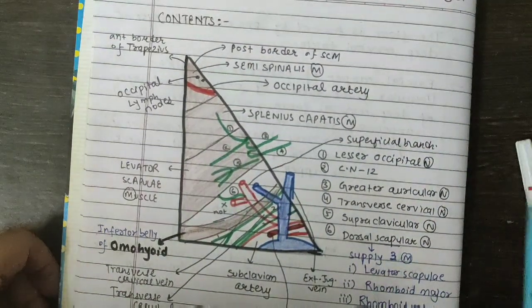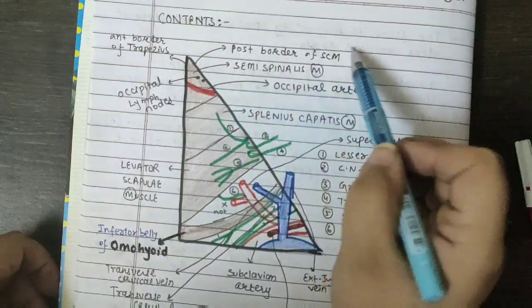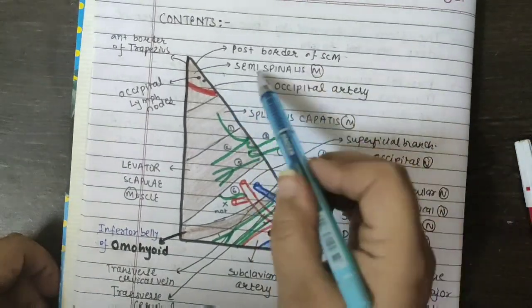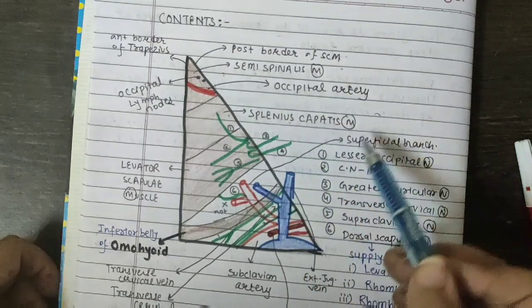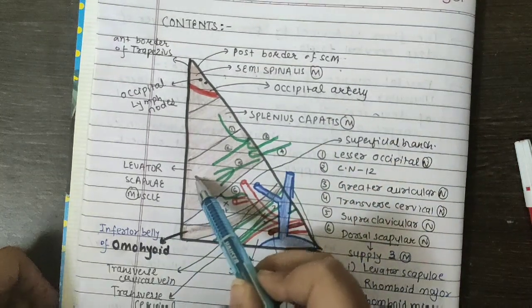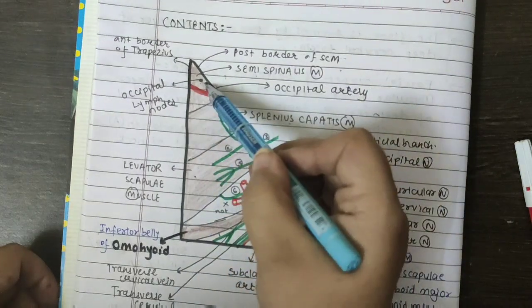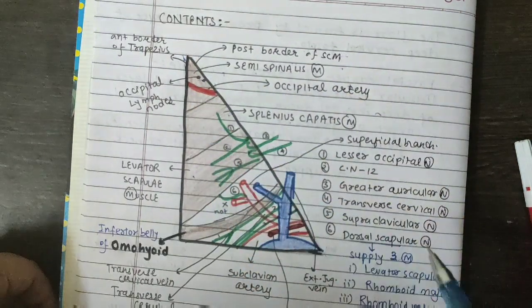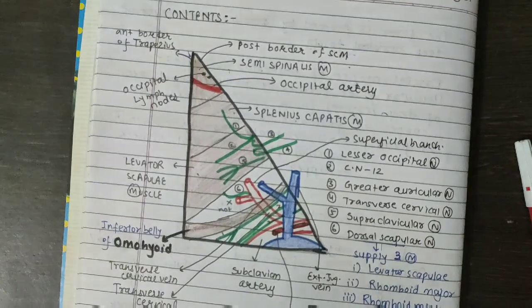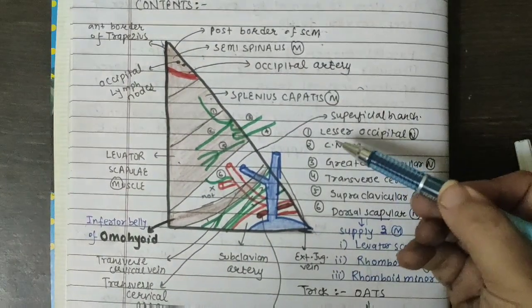Okay, so this one is the posterior border of sternocleidomastoid. This is the semispinalis muscle, occipital artery, splenius capitis muscle, the levator scapulae muscle, occipital lymph nodes, anterior border of the trapezius, and these are the 6 nerves. Now coming on to the nerves nomenclature, or say the naming.